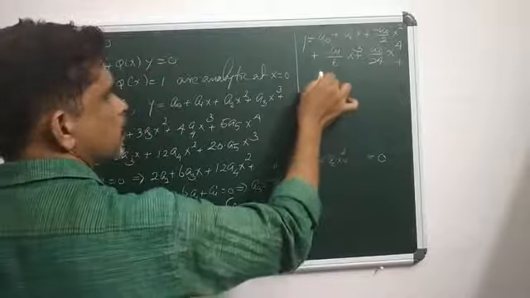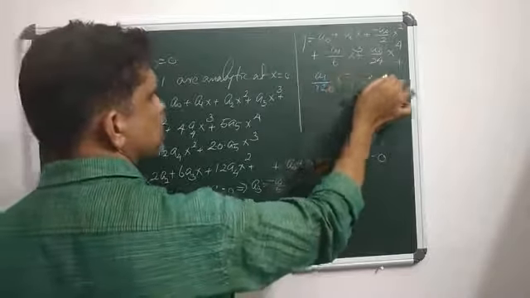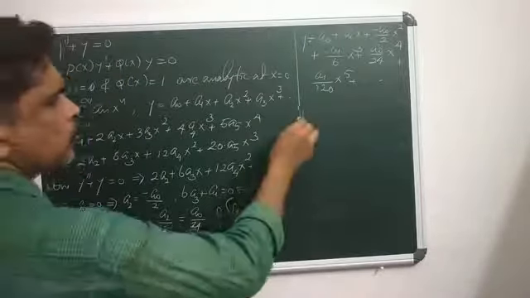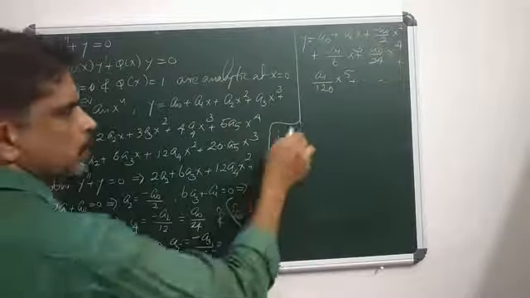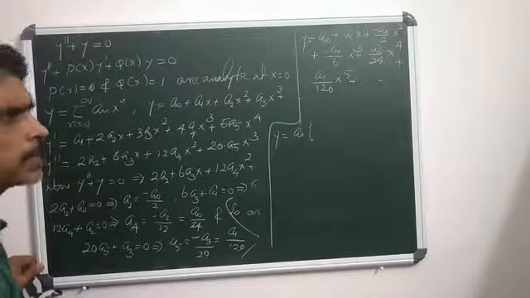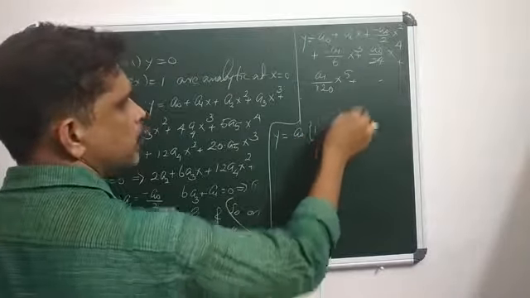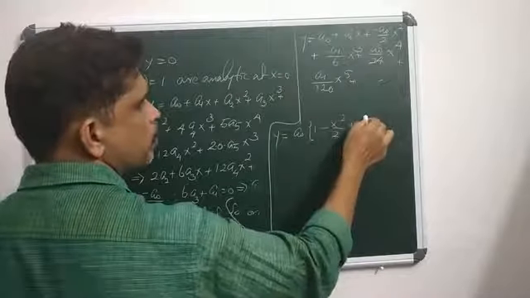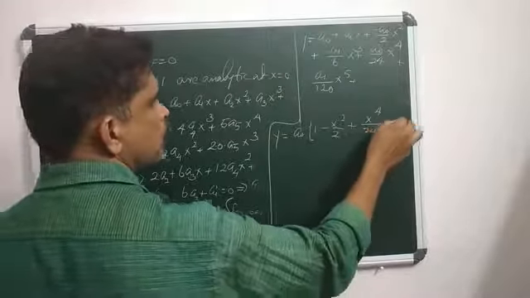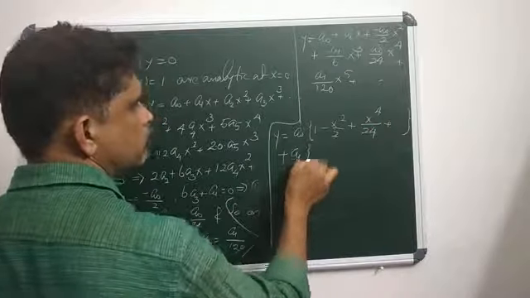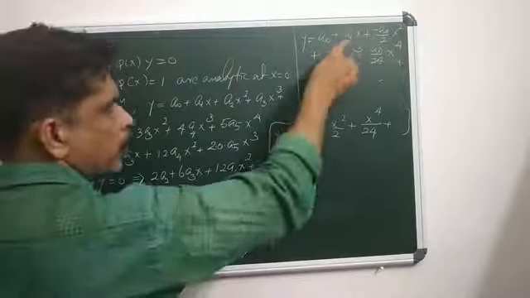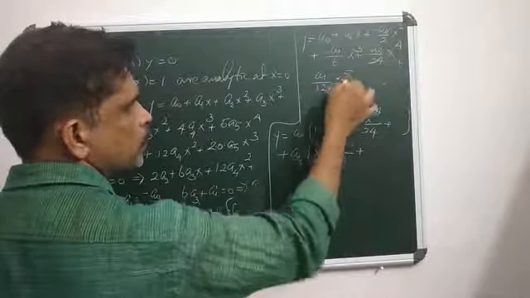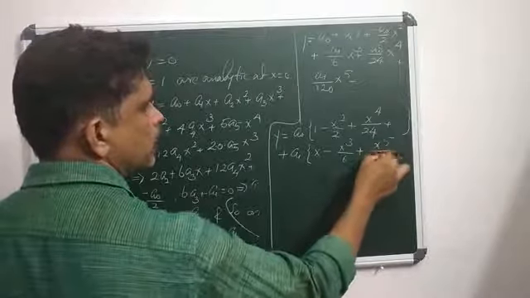Plus a1 by 120 into x power 5 plus etc. So that means what is y? y equals, put a0 outside, a0 into 1 minus x square by 2, then plus x power 4 by 24 plus etc. Plus a1 into, collecting the terms involving a1, x minus x cube by 6 plus x power 5 by 120 plus etc.